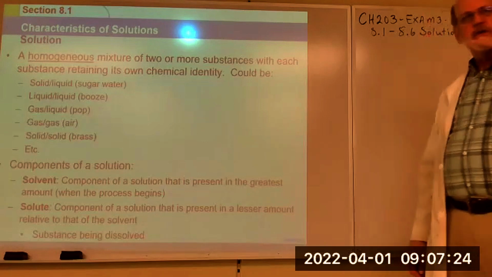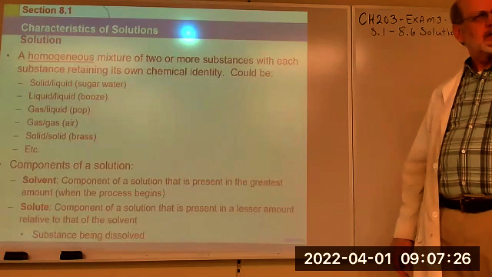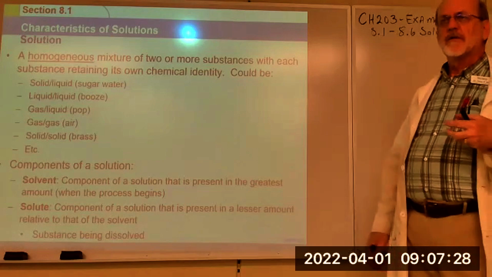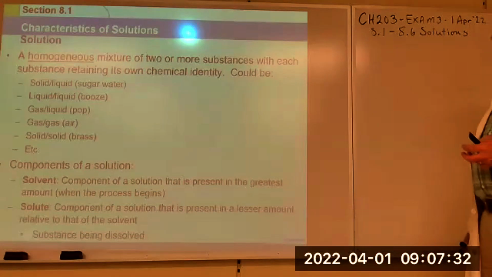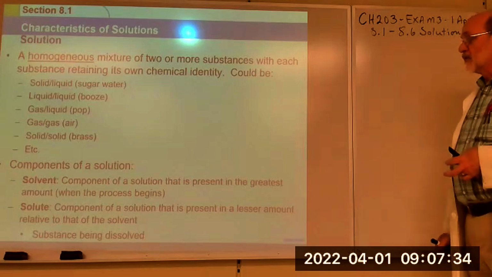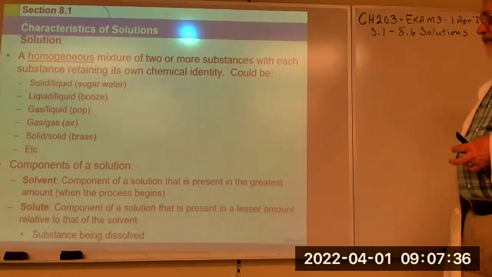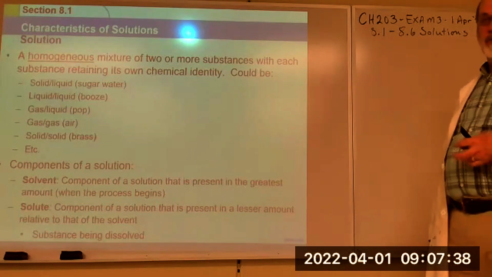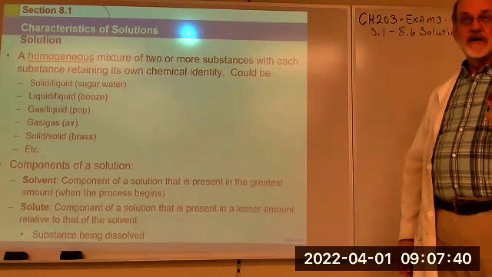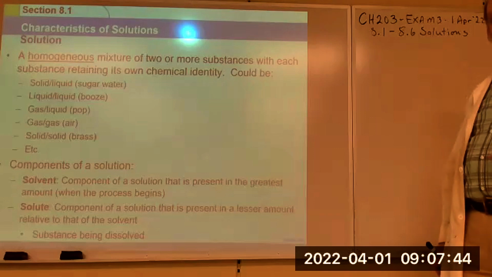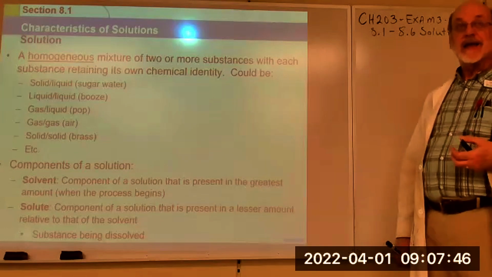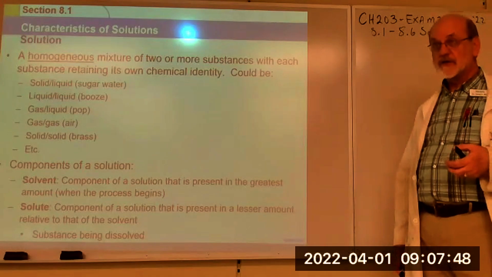All right, we talked about mixtures at the very beginning, right? Homogeneous mixture, another word for homogeneous mixture is a solution. And we have different types of solutions. What we normally consider a solution is a little bit of solid dissolved in a liquid, like sugar water, salt water. But solutions can be any kind of mixture, as long as it's homogeneous.